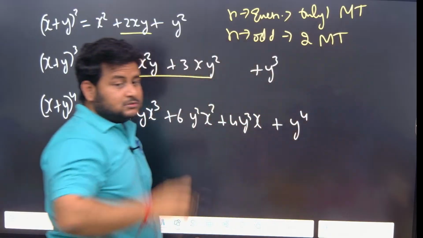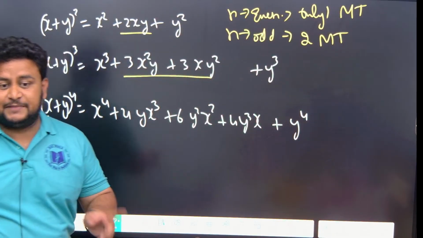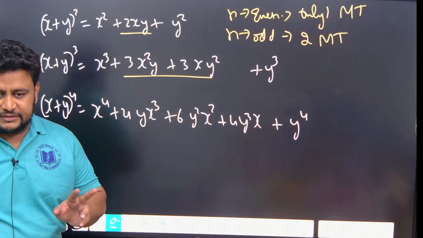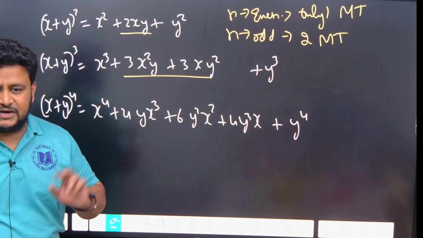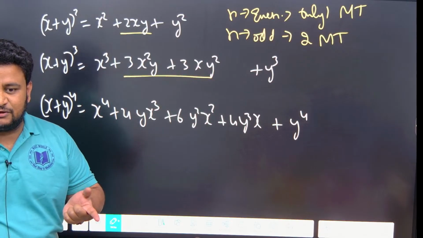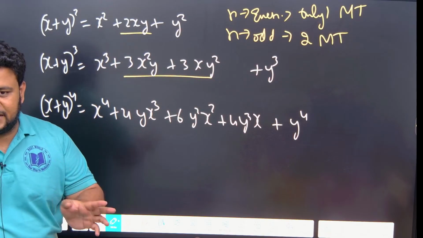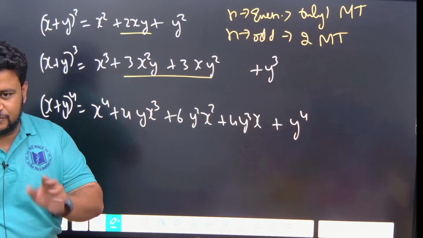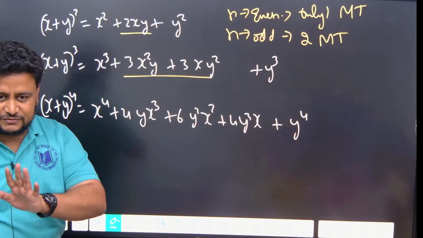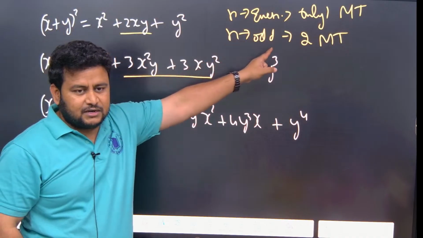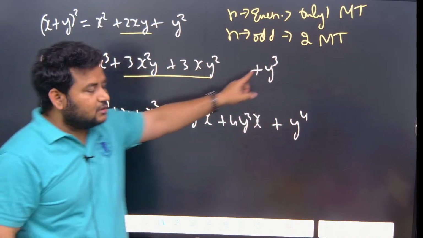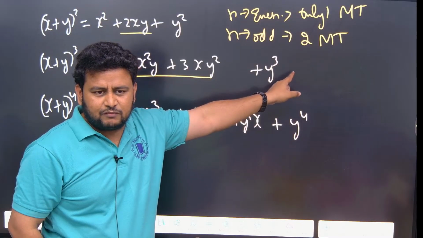Don't get confused with what you study in median. There, what will happen? When n is even, you will get 2 middle terms. When n is odd, you will get only one middle term in median mode. Those middle terms are different, so don't get confused with that. Here, when n is even, only one middle term. When n is odd, you will get 2 middle terms.